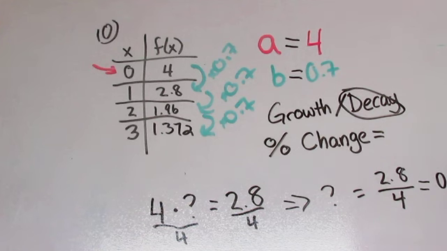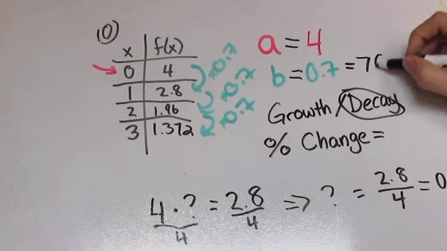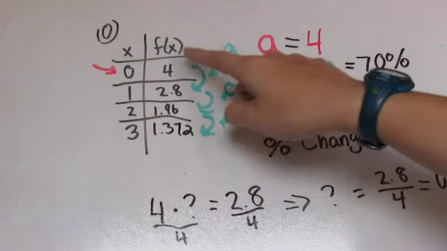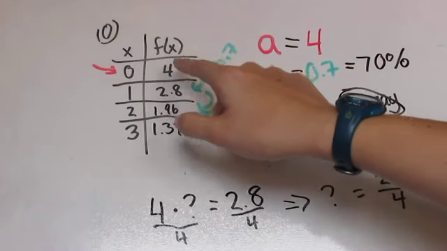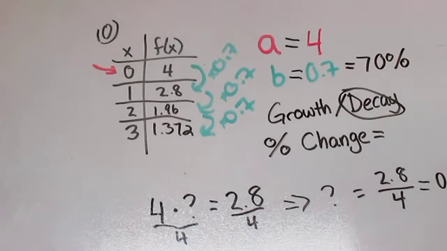The other thing I want to think about is, what is my percent change? So that's asking what percent am I changing from my 100%? So let's go back and look at our B. Our B is 0.7. 0.7 is the same thing as 70%. This means that each time, as I go down, my new value is 70% of what it used to be from its previous value.